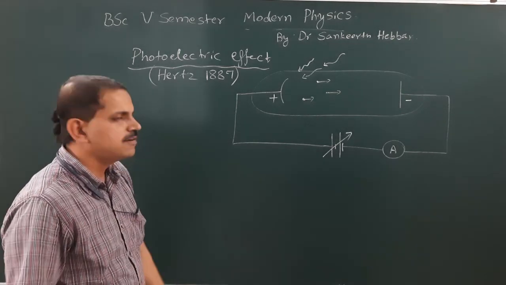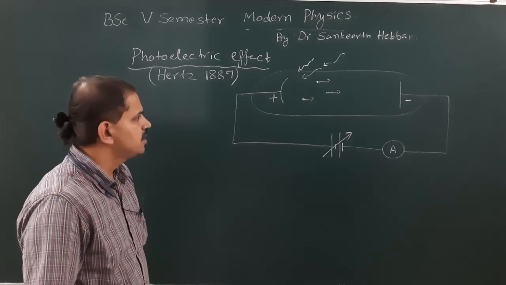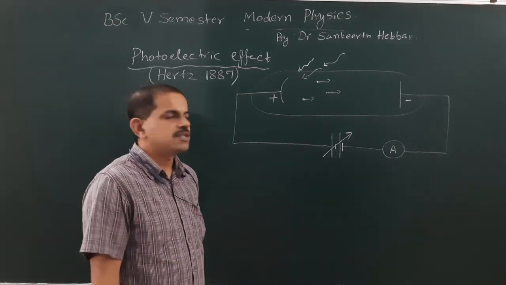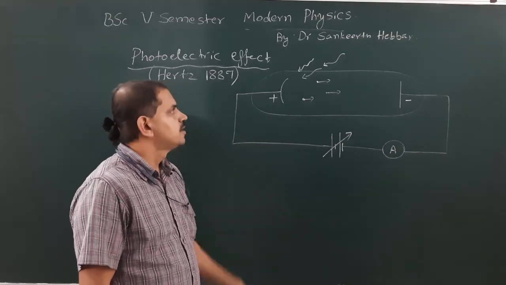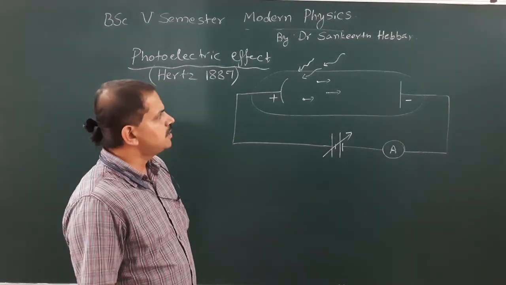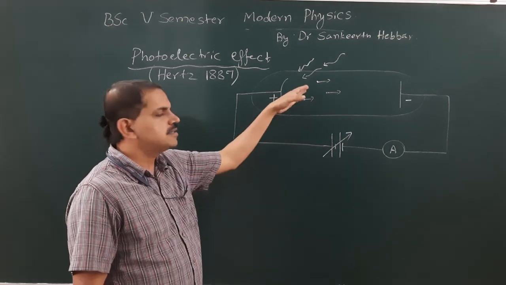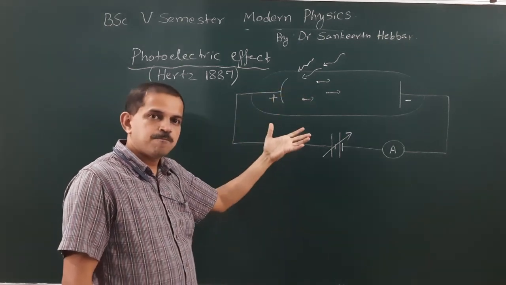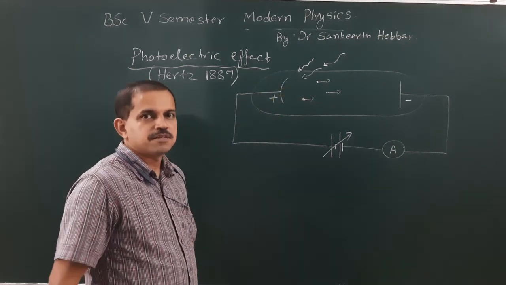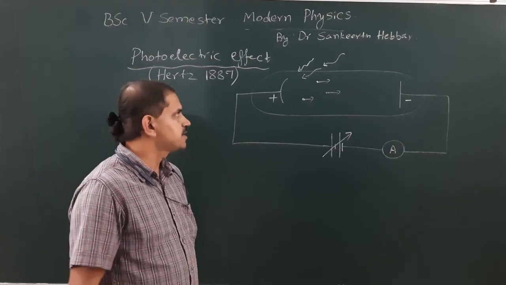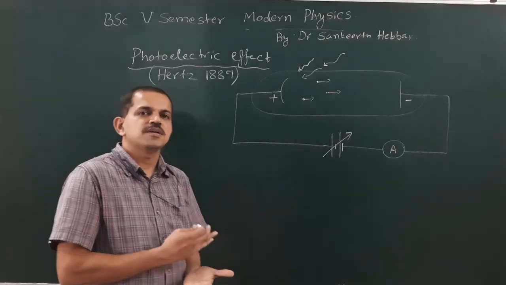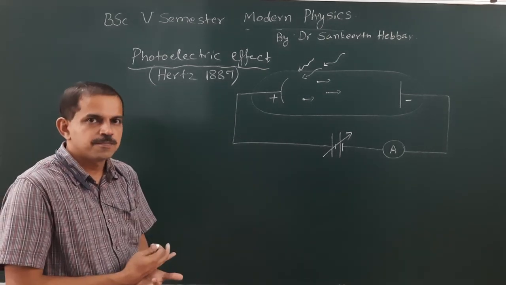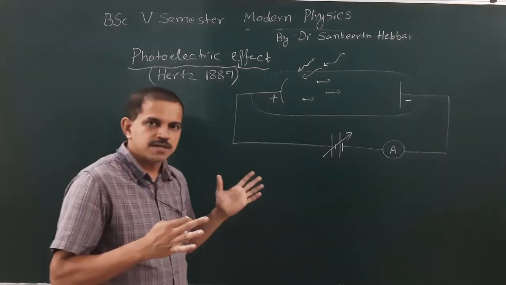And then he further increased the frequency. Nothing happened. There was current in the circuit and it was constant. Then he tried increasing the intensity while decreasing the frequency. He went back to the initial frequency, increased the intensity. However high the intensity was, there was no current.